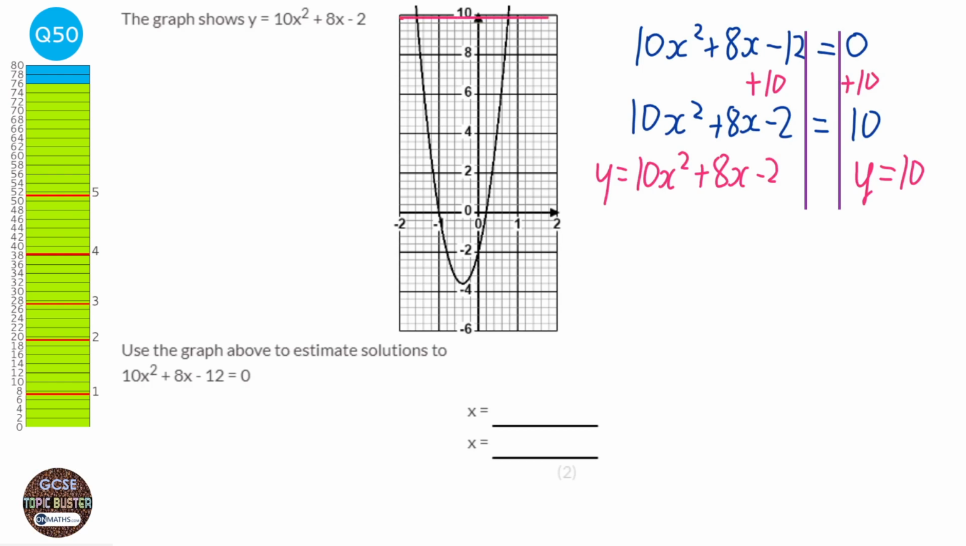Let's just make sure I get it nice. There we are. I need to move that up a little bit. There we are. And let's read off the values that that gives us. So it comes down here, and it comes down here. So the values it comes down to are minus 1.6 and 0.8, and those are our solutions.